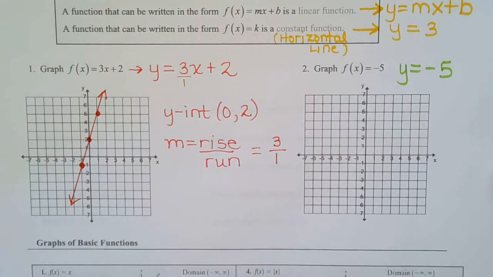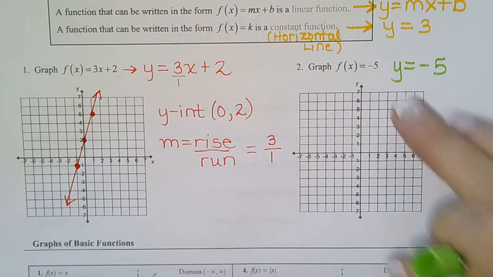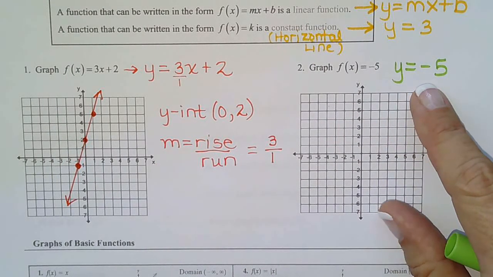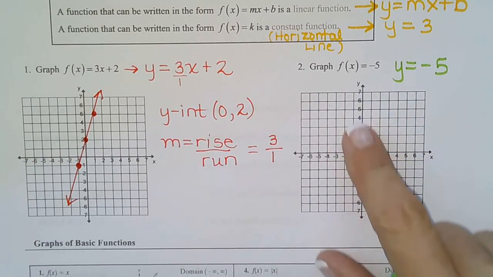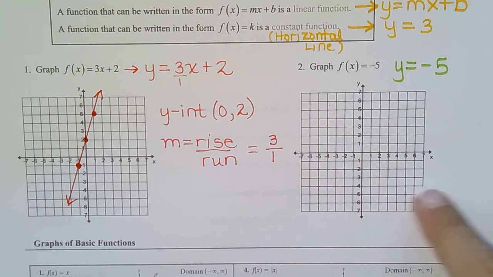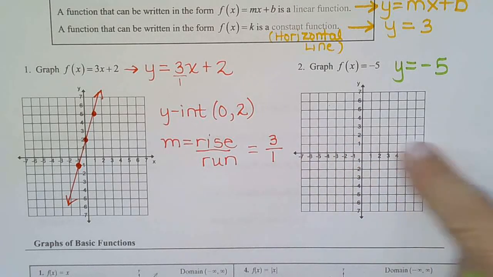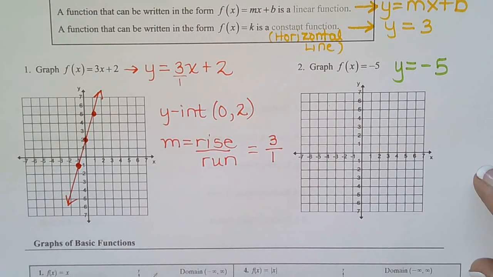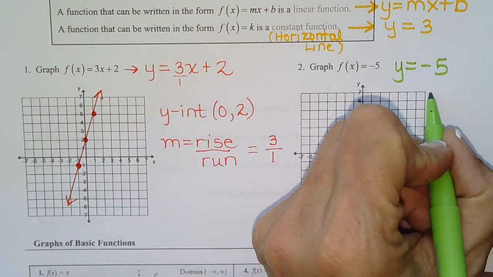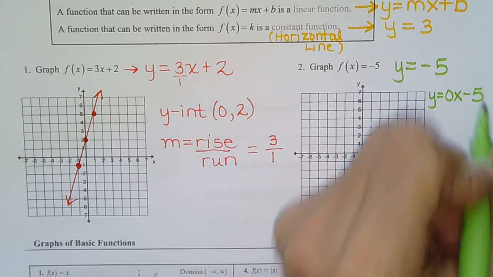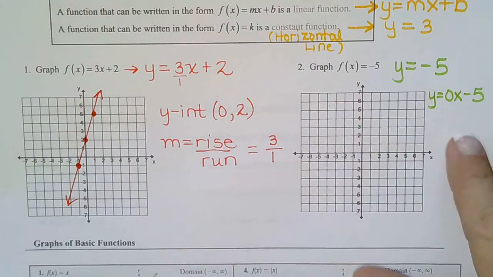So the first thing I look at is I go, oh, there's no x in this problem. If there's no x, that means it's a special case. It's either horizontal or vertical, and this tells me it only passes through the y-axis. Well, the only kind of line that only passes through the y and never touches the x is horizontal. So if you wanted, you could write this, because do you agree they're the same thing?